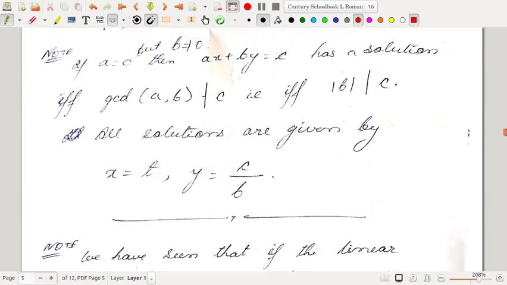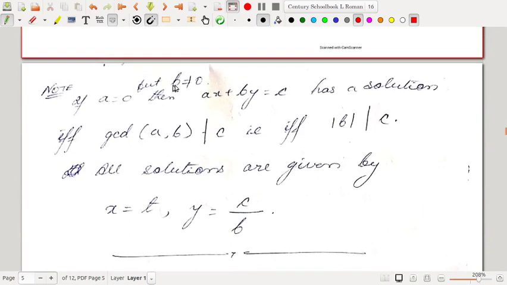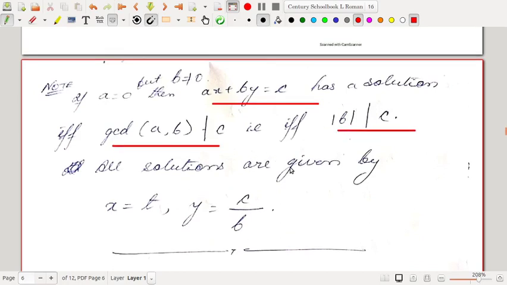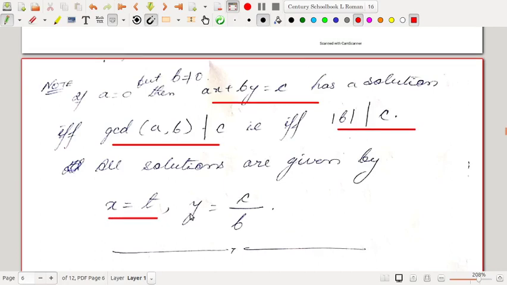Now let us see the case where one of them is 0. If a is 0 but b is non-zero, then ax plus by equal to c has a solution if and only if GCD of a and b divides c. That is the same as before: GCD of a and b when a is 0 is modulus of b, so mod b divides c. All solutions are given by x being any integer and y being the single integer c divided by b. Since a is 0, the equation becomes by equal to c, so y is c by b and x can be any integer. This is a particular case.